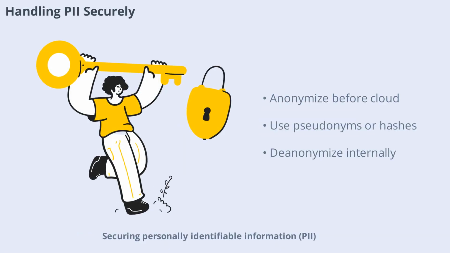Securing personally identifiable information (PII) in LLM pipelines is non-negotiable. Implement an anonymization pipeline such as Microsoft Presidio before data leaves your system. Replace sensitive entities with pseudonyms or hashes and only de-anonymize responses internally using a secure state map.